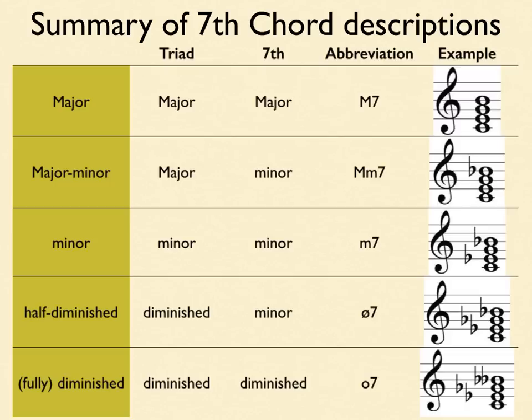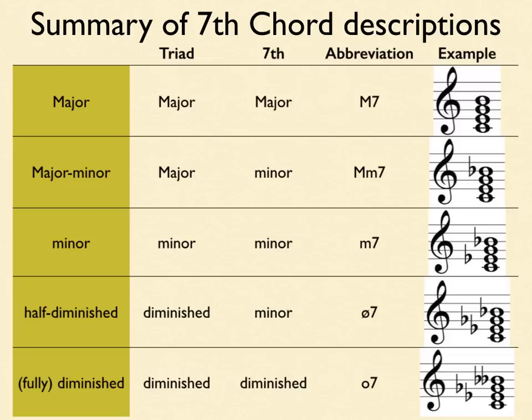You can also have what we call a major minor seventh chord. I know that sounds strange, but it is possible, and they're quite common. That's made up of a major triad with a minor seventh on top of that, and that's written as a capital M, lowercase m, and a 7. So major minor seventh chord. And just to show you the example there, the interval between C and E is a major third, between C and G is a perfect fifth, so there's your major triad, and then between C and B flat is your minor seventh. Okay, so that's even more popular than just your major seventh chord. Major minor seventh chords are very popular, in fact.